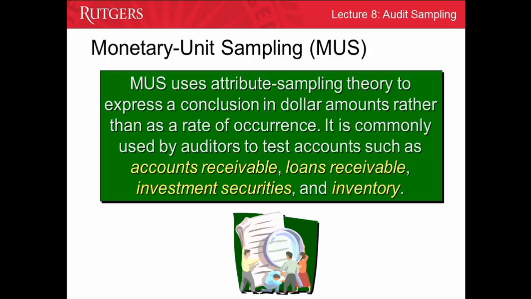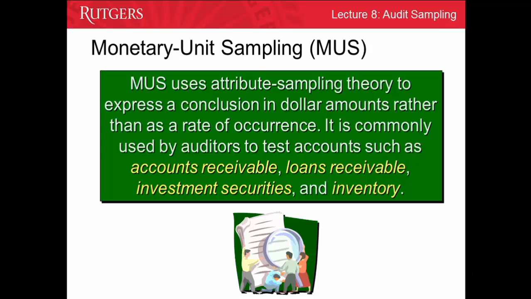Then let's take a look at sampling for the substantive test of account balances. Usually, for the substantive test of details of account balances, the statistical sampling we use is monetary unit sampling. Monetary unit sampling uses attribute sampling theory to express a conclusion in dollar amounts rather than as a rate of occurrence.